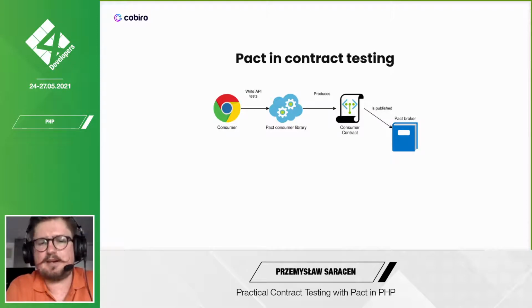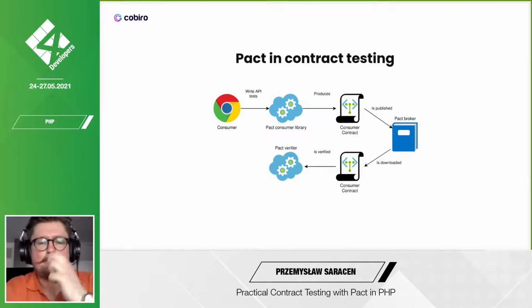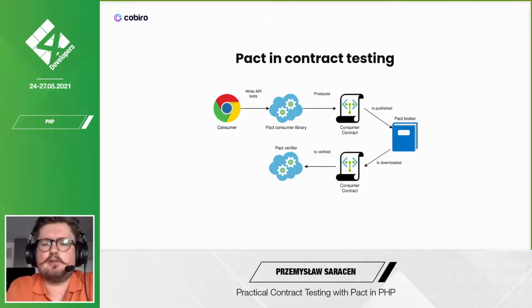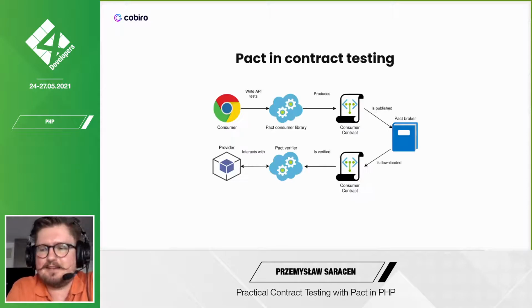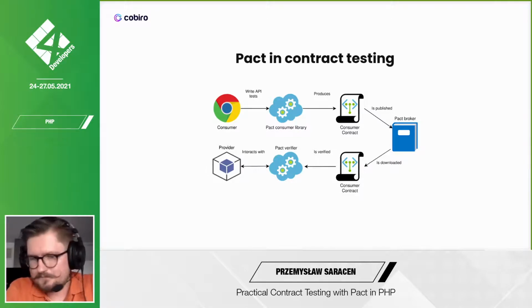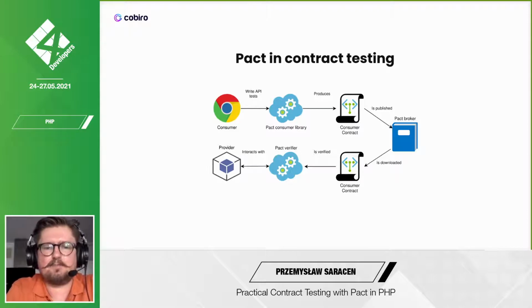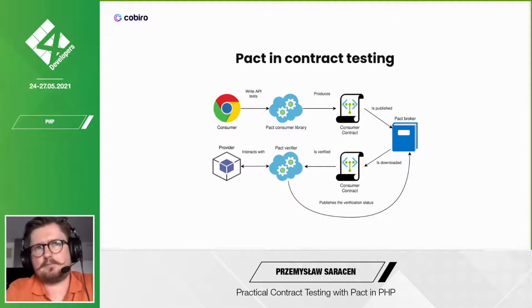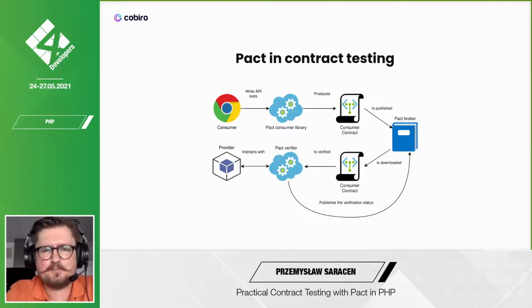Let's go with the provider side of the things. So the Pact verifier, which will be used on the provider side, downloads the contract made by the consumer and then runs it against a provider instance. And performing those interactions, which are contained in the consumer contract, it verifies the contract. Then it publishes the verification status to the broker. Well, it can be, of course, success or failure, depending on the actual verification status.